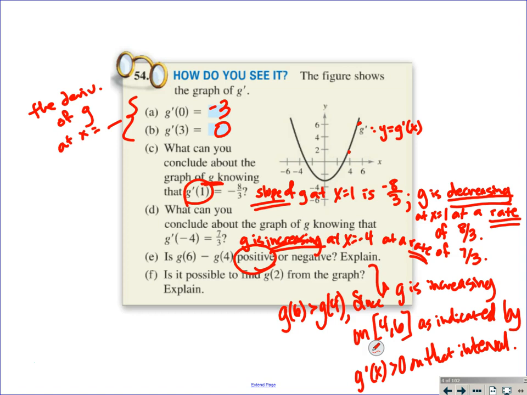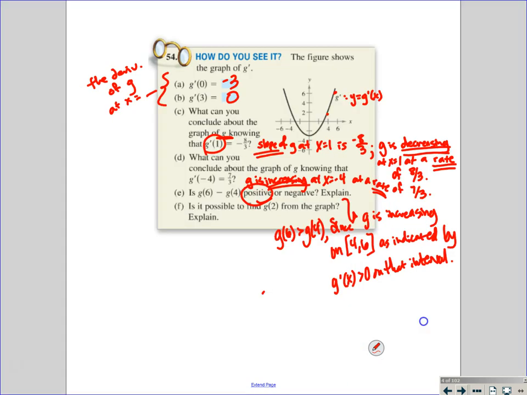Now, what's the one we haven't answered yet? F. Is it possible to find what G of 2 is from the graph? In any of these problems yet, have they asked us what G is at a point? No. They've asked us for behavior. G is decreasing, G is increasing. They've asked us for whether a subtraction is positive or negative, but so far, hasn't it been very specific but yet ambiguous about G?